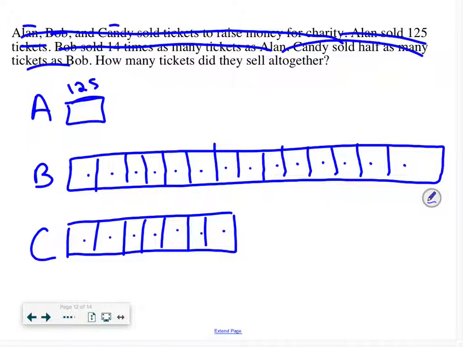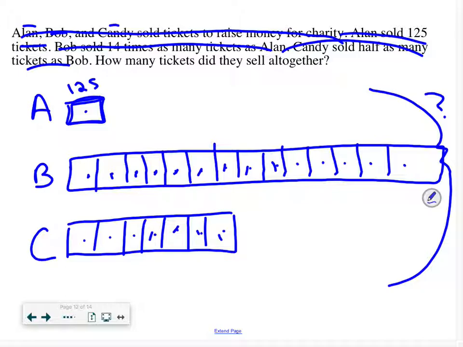How many tickets do they sell all together? I want to know the whole. If I want to find the whole, I should be thinking that I'm going to get a big number because I want to put all of these things together. Now, I'm looking at this and I literally only have one number, 125. That's all that they're giving me. However, I do know that I have all these boxes with dots in them. So if this box is 125, so is this one, this one, this one, this one. All of them are all 125.